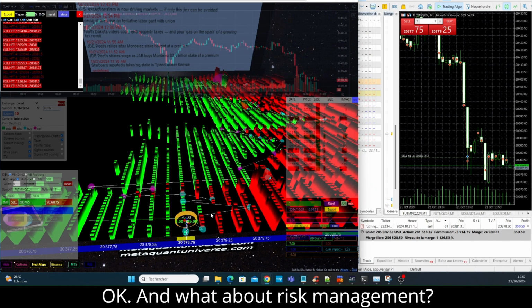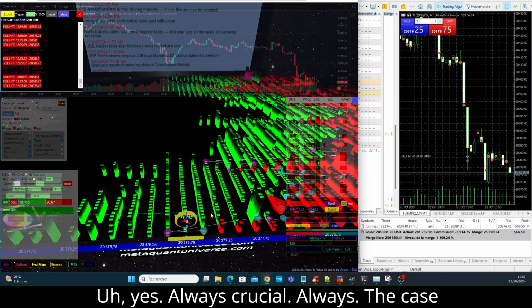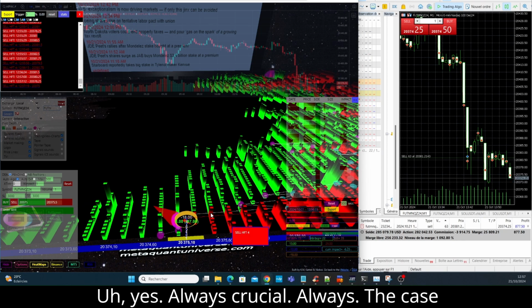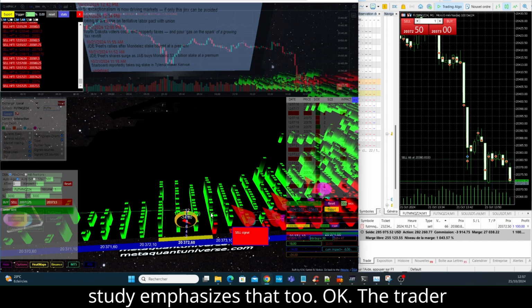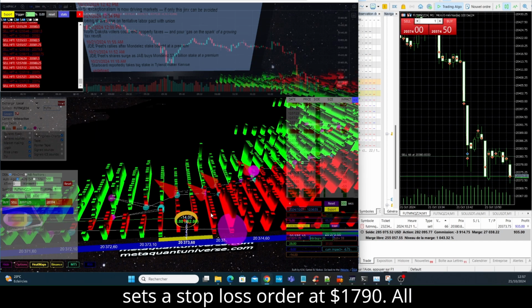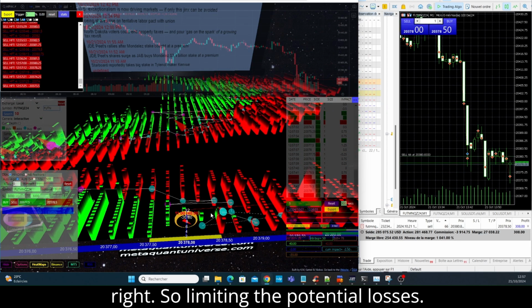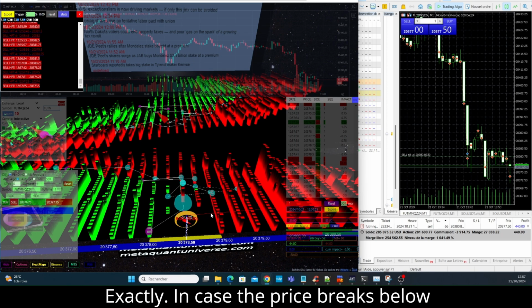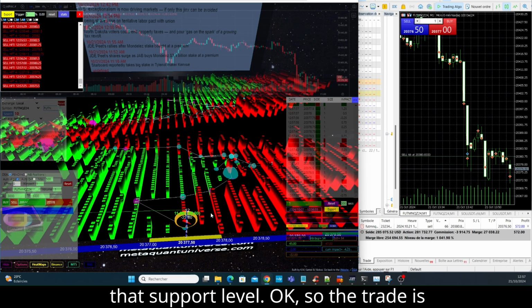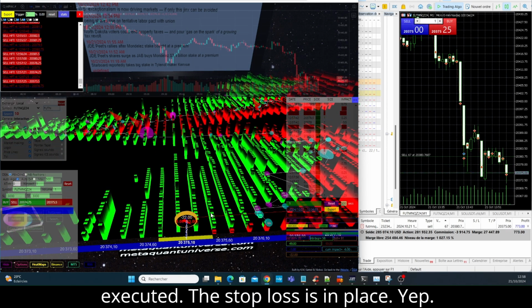And what about risk management? Ah, yes. Always crucial. The case study emphasizes that too. The trader sets a stop-loss order at $1,790, limiting the potential losses in case the price breaks below that support level. So the trade is executed, and the stop loss is in place.